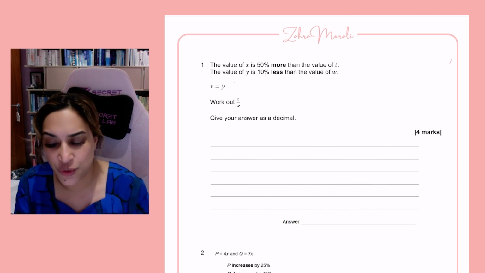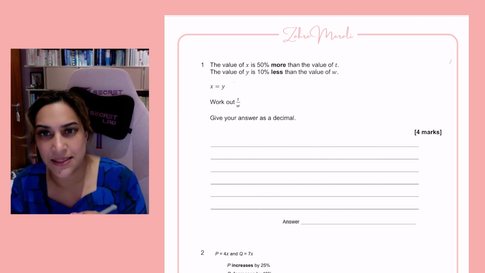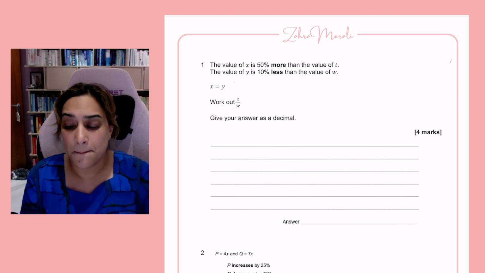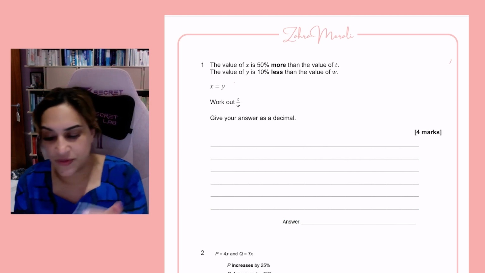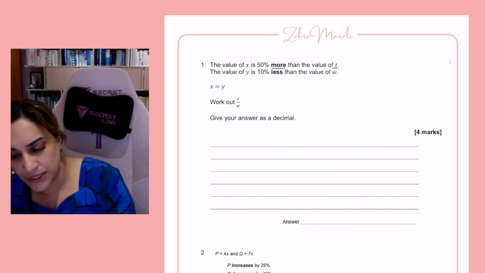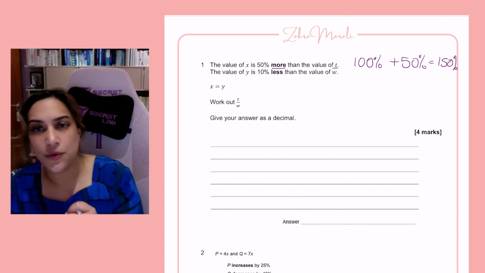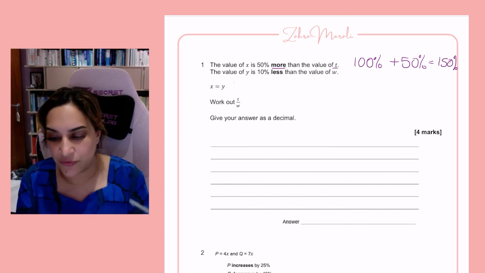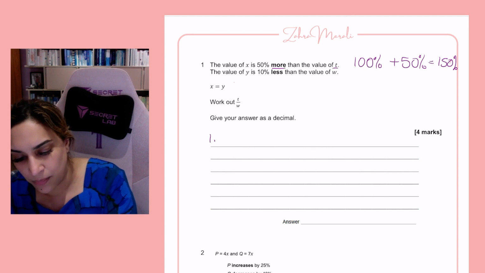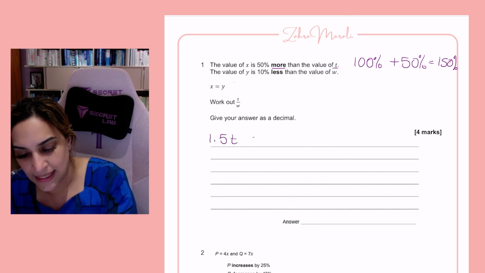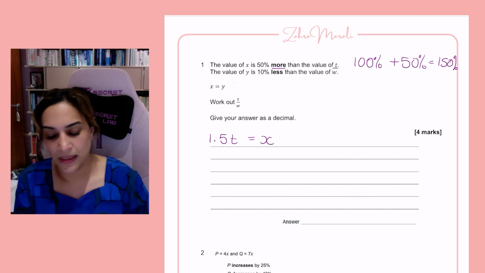Okay, question 1. The value of x is 50% more than the value of t. So we're starting off with t. We've got the original 100%. We're adding 50%, so we've got 150%. So my multiplier is 1.5. So I know that 1.5 lots of t equals x.